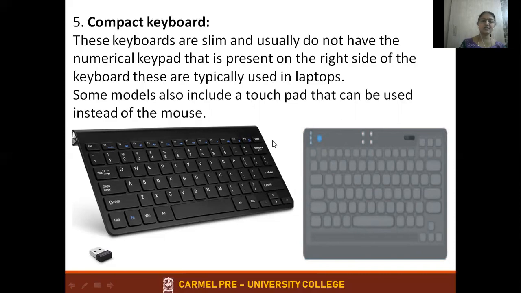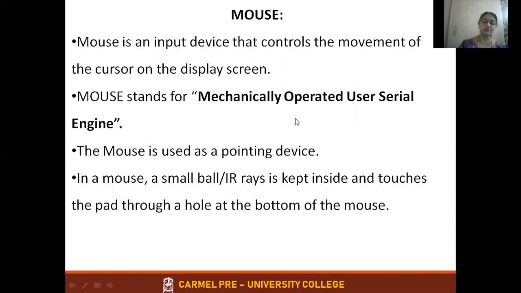So you can observe here in the PC, you will get an extended numerical keypad. That is not there here. Here also, there are two versions displayed, so that is not necessarily always displayed. Some models of the compact keyboard include a touchpad that can be used instead of the mouse. Depending on the model of the keyboard, even the touchpad, just like how we get it on the laptop, also comes along with the keyboard. These are the different types of keyboards.